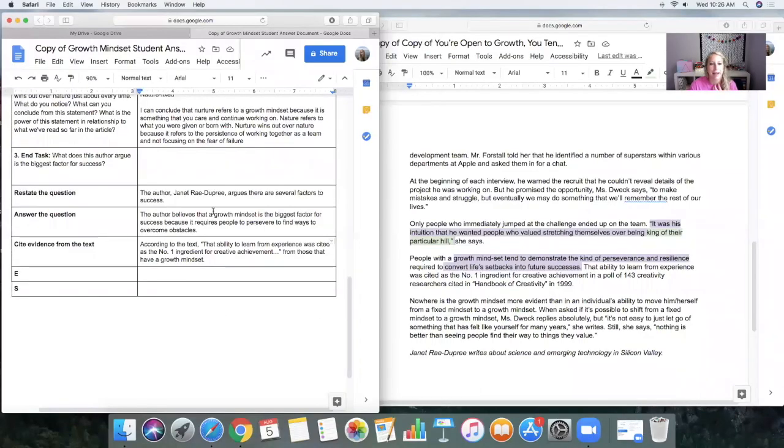Okay, let's look at mine. I went ahead and answered the question that a growth mindset is the biggest factor for success because it requires people to persevere to find ways to overcome obstacles. So notice that I answered the question with the growth mindset, but then I also said why. So I also added in evidence from the text. Notice that I used quotes, and I used ellipses here to show that it's not the complete sentence, but that was the only piece that I needed to support my thinking.